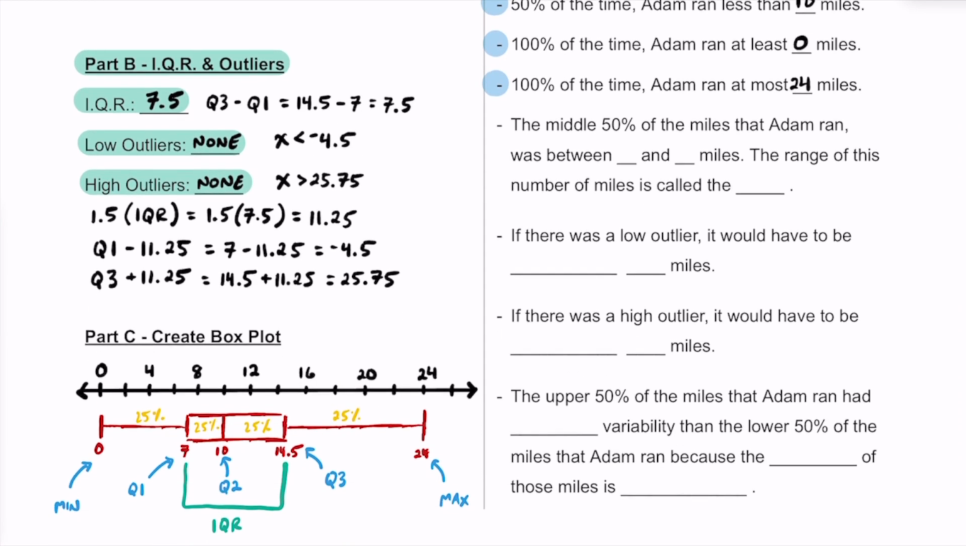A couple trickier ones here. The middle 50% of the miles that Adam ran was between blank and blank miles. So the middle 50% is going to be from here to here. This is always talking about that IQR. So the middle 50% is going to be between 7 and 14.5. It's going to put 7 and 14.5, basically Q1 and Q3. The range of this number of miles is called the IQR, or the interquartile range, or the range of the middle 50%.